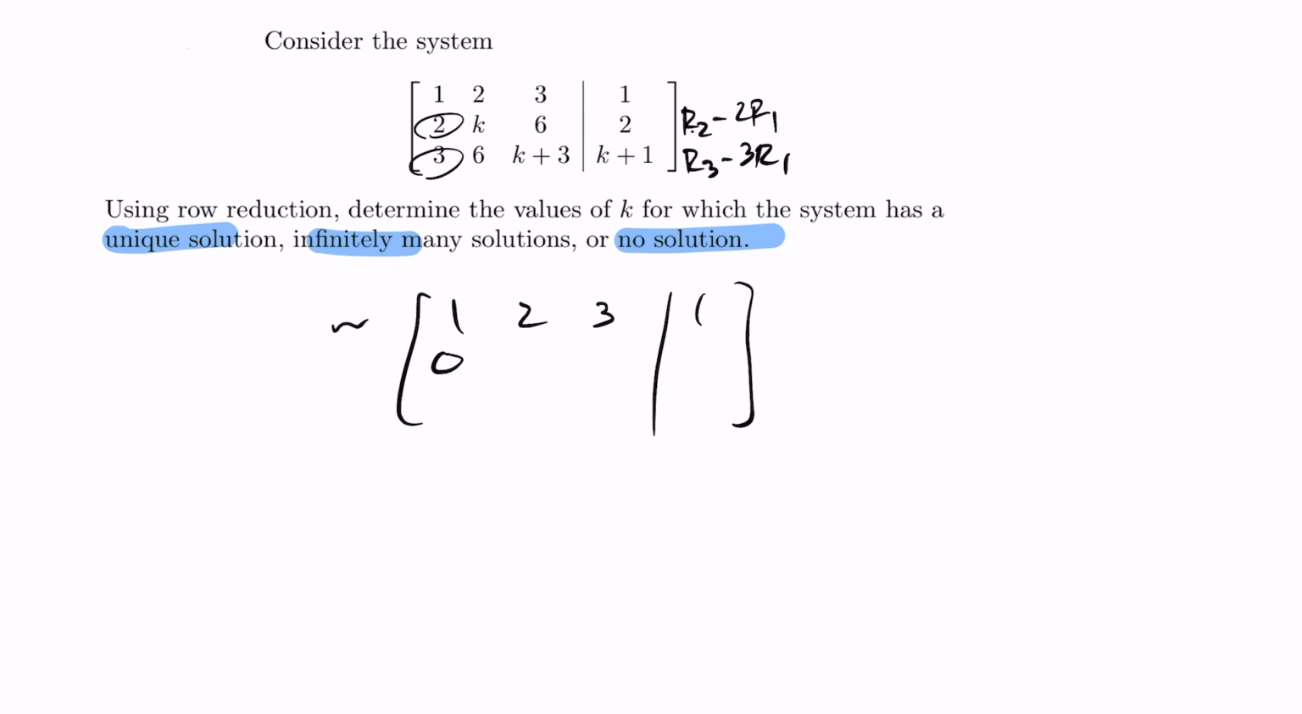The second entry will be 0. This will be k minus 4. This time this will be 0. This will be 0. The third row, you're going to get 0, 0. And this will end up being k plus 3 minus 9. So you're going to get k minus 6 here for this entry. And then the last one will end up being k plus 1 minus 3. So you're going to get k minus 2 for this entry here. So right away, you can see I've made this upper triangular, these entries.